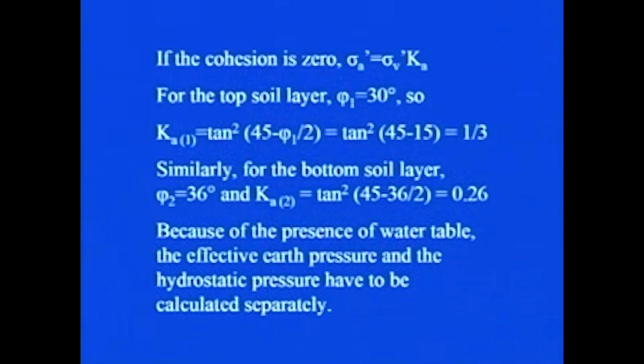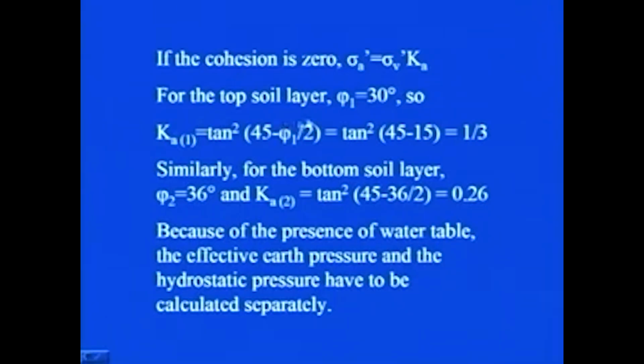So now let us start the solution of this particular example. In this case the soil is frictionless, that is, the cohesion is 0, and you have seen that in the absence of cohesion, sigma A prime reduces to sigma V prime into Ka, because the minus 2c square root Ka term will be absent. Now we need to know the Ka value of the top soil layer and the bottom soil layer, which are divided by the water table.